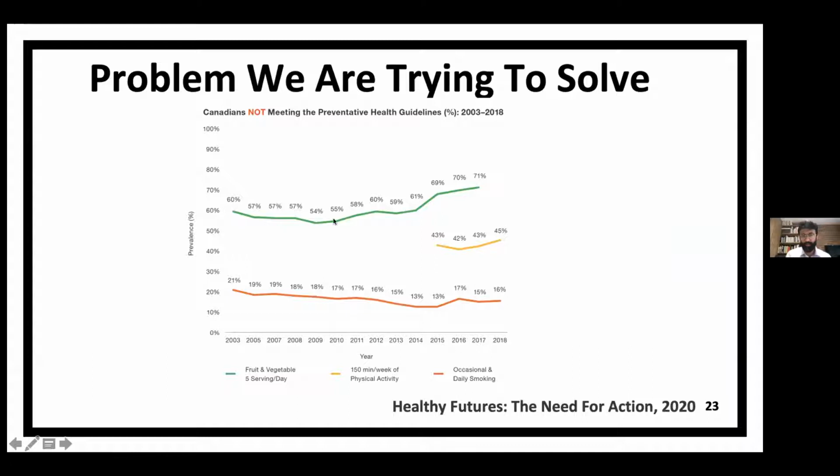So, 70% of people are eating more than 5 servings of fruits and vegetables per day. The proportion of people that are smoking is declining over time. Yet physical activity remains very modest in terms of targeting 150 minutes of physical activity per week, only around 42 to 45%. So there's a big gap in improving physical activity.